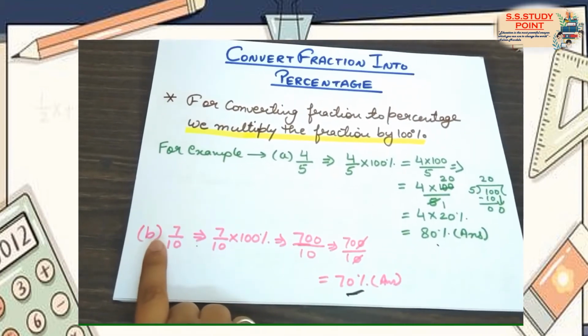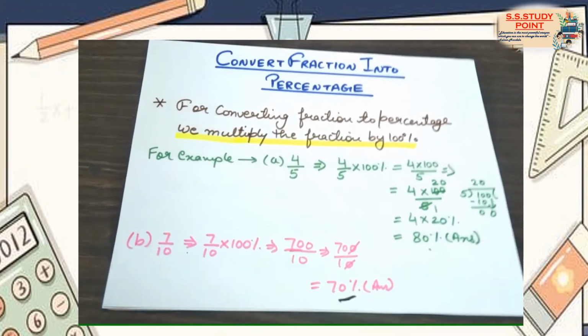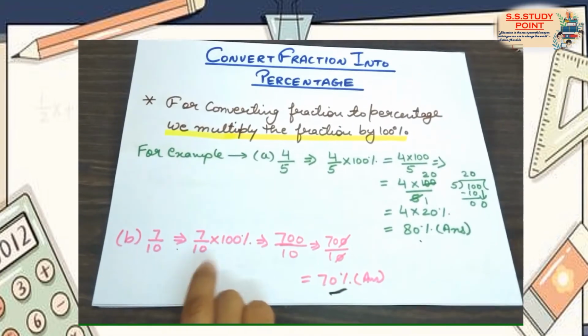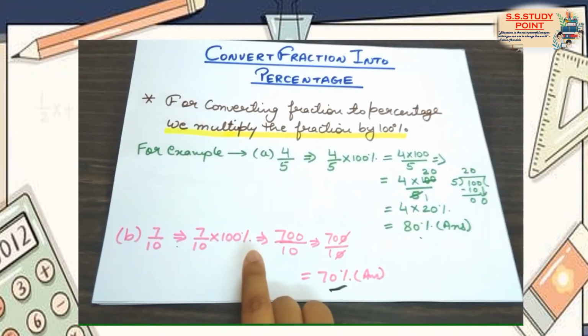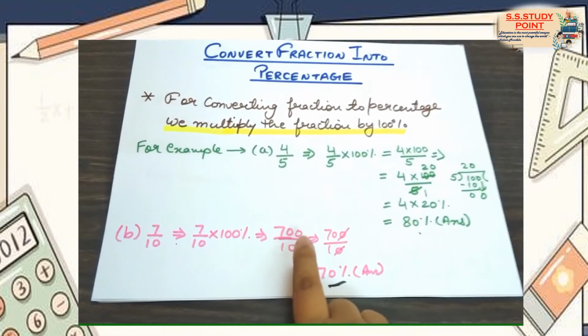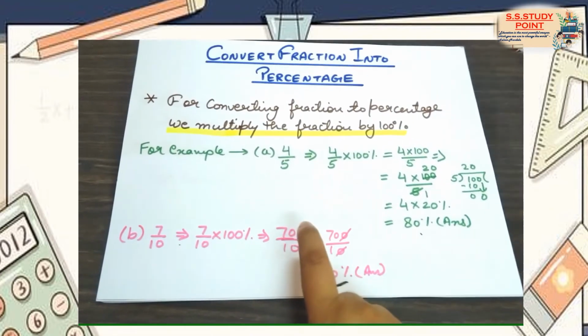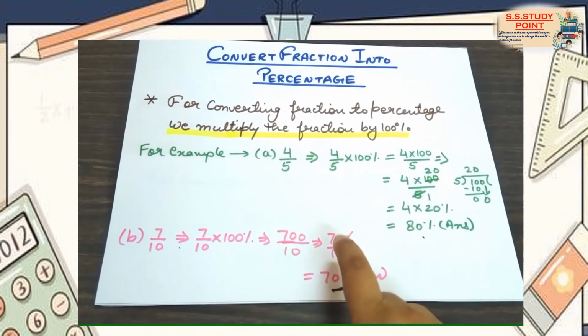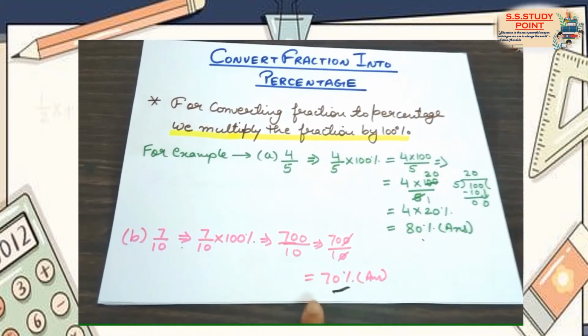Now we'll talk about another one, 7 by 10. 7 by 10 into 100, because we need to convert it to a percentage. So 700 upon 10, the 0 of the 10 will strike off the other 0 at the top. So what we get is 70%.